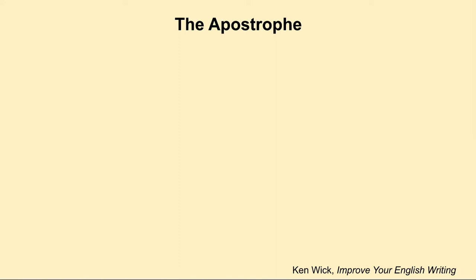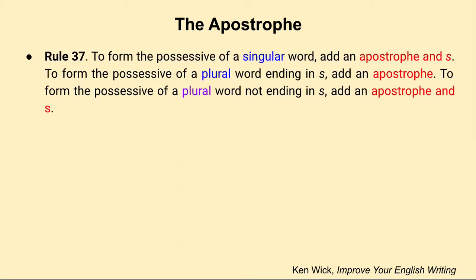So let's dive into it, into rule number 37. To form the possessive of a singular word, add apostrophe and s. To form the possessive of a plural word ending in s, which is the typical situation if you don't know, just add an apostrophe. But to form the possessive of a plural word not ending in s, which is not very typical, and there's basically two common words in which it happens to, you add an apostrophe and s.